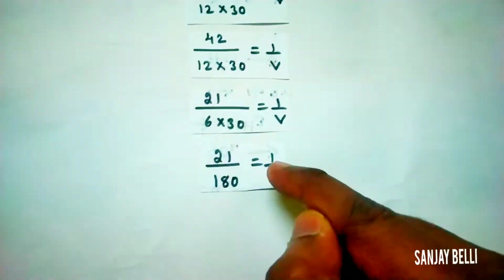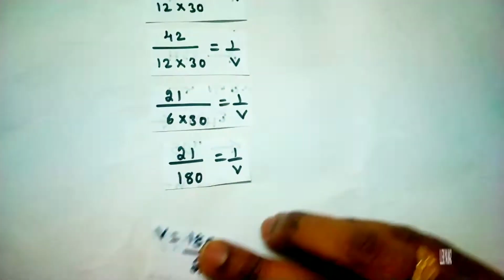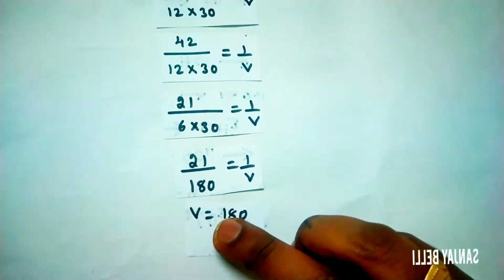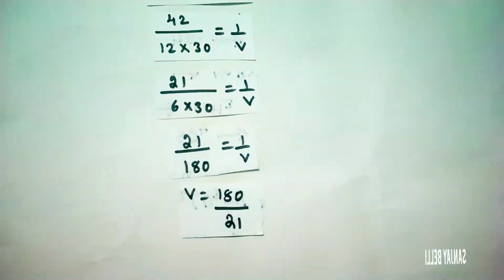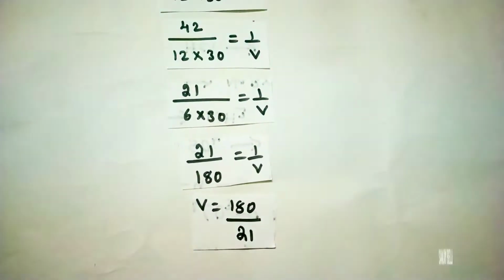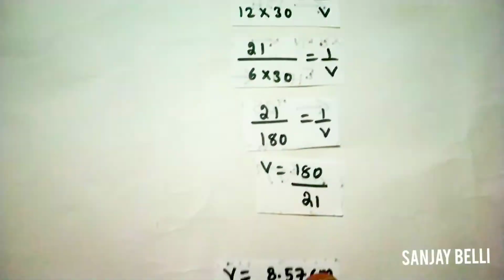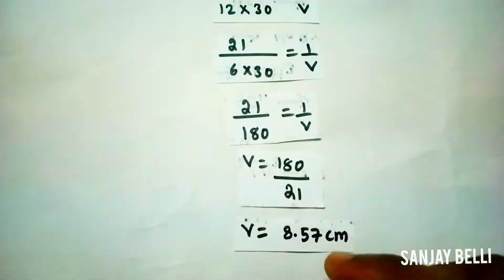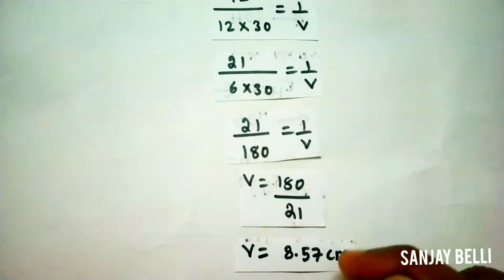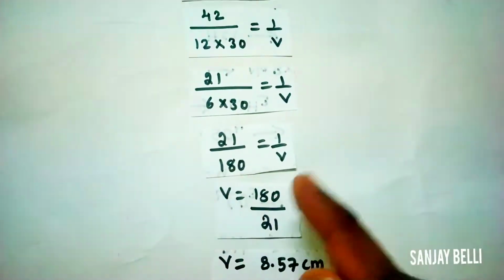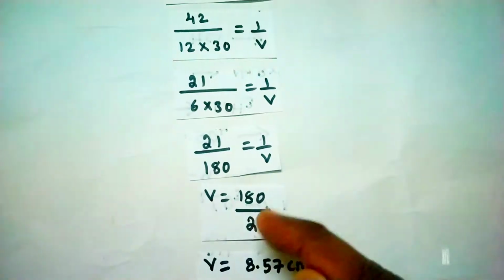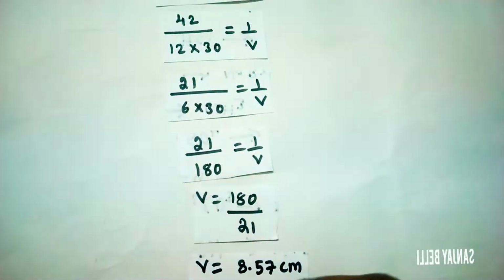But we want V. So V equals 180 by 21. If you go for the cancellation, 180 by 21, so that is what you will get as the answer. V equals 8.57 centimeters. You can cancel with the 21 eighths.